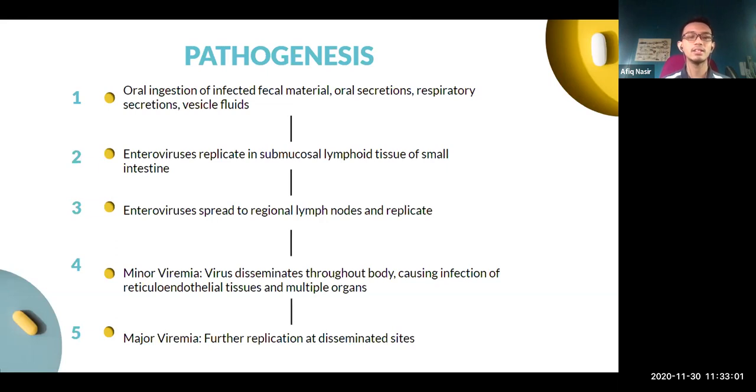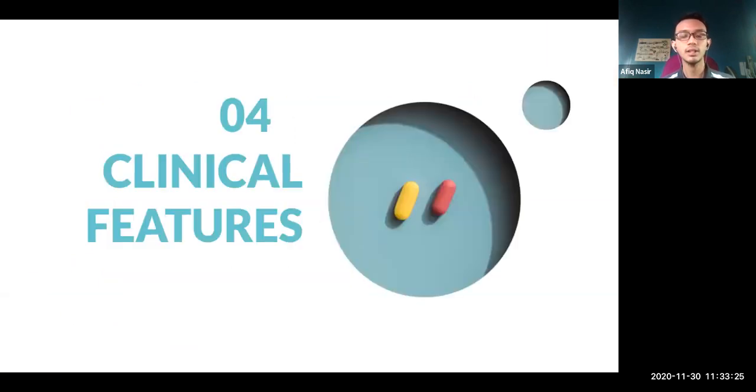The virus will then disseminate throughout the body, causing infection of reticuloendothelial tissues and multiple organs. This is a condition known as minor viremia. Then major viremia will happen when there is further replication at the disseminated sites. From here, the signs and symptoms of hand, foot, mouth disease will occur. Next, we move on to the clinical features of HFMD.